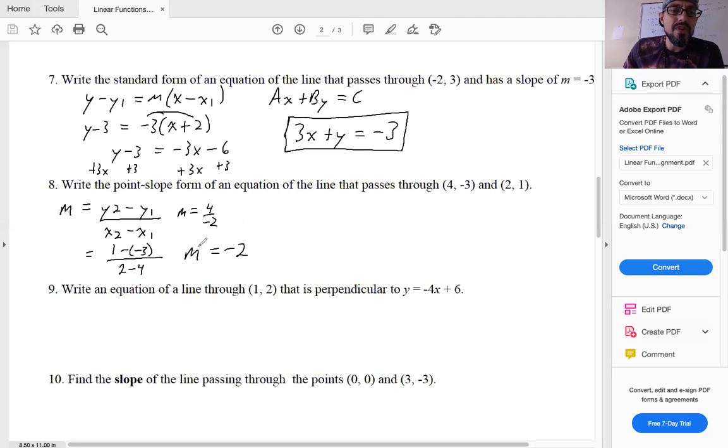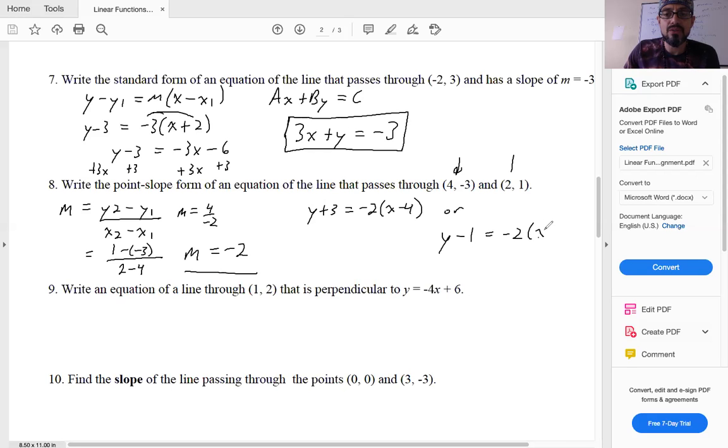So at this point, you now have the slope, but you need a point. Well, you have 2 points. Which point should you use? There's actually 2 answers to this question. One answer would be using this point, where we would have y plus 3 is equivalent to negative 2, x minus 4. And the other answer using this point would be y minus 1 equals negative 2, x minus 2. What's interesting is if you isolate y in both of these equations, you will actually end up with the exact same thing. I know, math, right?